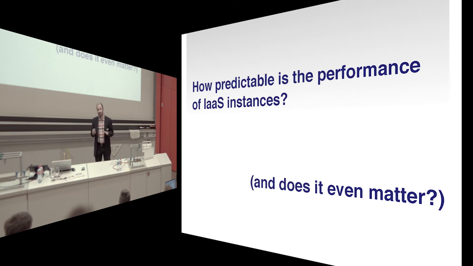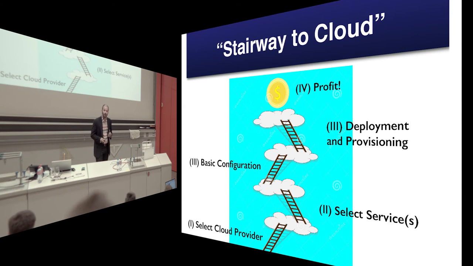I have the absolute values, but I'm not really going into them today because they change all the time. They're not really all that interesting. If I tell you today that, for instance, Azure is slower than Amazon, it's not really something that's super useful for you because Amazon might be rolling out new servers tomorrow and then this information is basically void. So what I will be talking about more is what kind of variability can you expect when you have decided on a given IaaS cloud instance, and why does this even matter? And let's first focus on the why part.